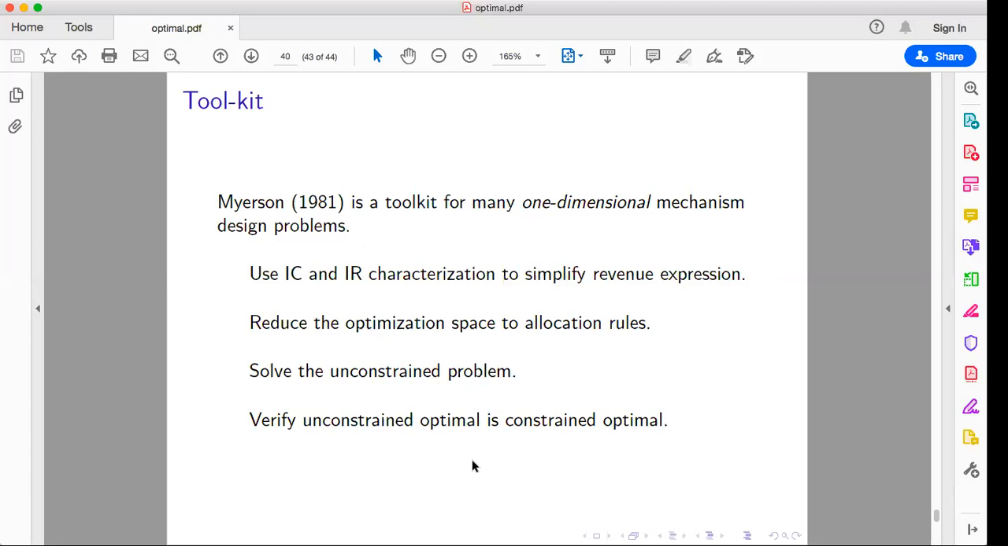And so that's the characterization of IC and IR, and then you use that to reduce the optimization space to allocation rules, solve the unconstrained problem, and verify that the unconstrained optimum is the constrained optimum. So this general approach works in many problems. Some of them I have given in that assignment, but beyond that also. And this is something that you should keep in mind: even though we studied optimal auction design for single object auctions, you can also apply it to other kinds of problems.